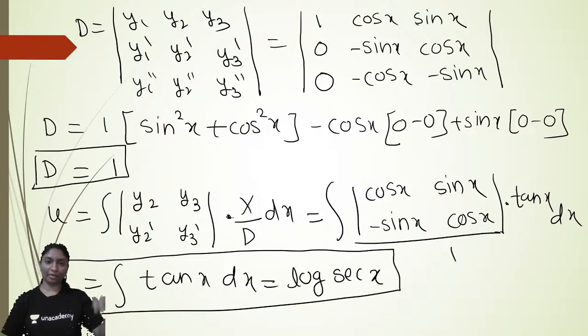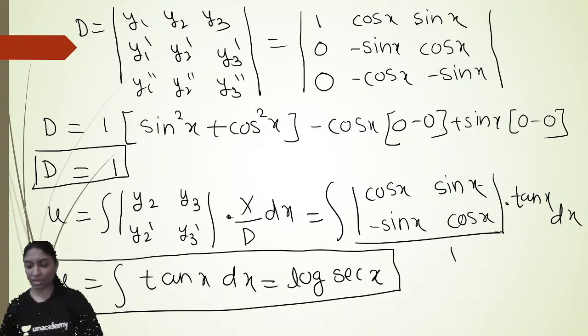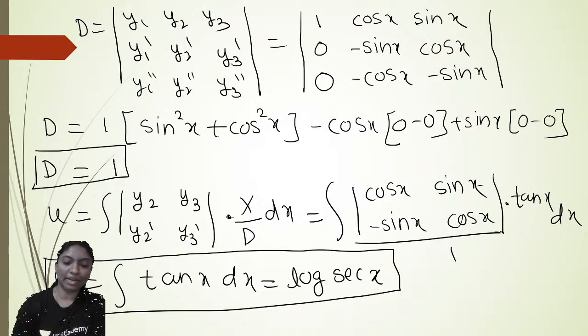Now see once again how we calculated it. U is equal to integral of determinant of y2, y3, y2 dash, y3 dash into x upon d into dx is equal to integral of determinant of cos x, sin x, because y2 is cos x, y3 is sin x, y2 dash is minus sin x and y3 dash is cos x. So into tan x dx. So u is equal to integral of, here determinant of this is equal to 1. So only tan x dx. So integration of tan x dx is log of sec x. Okay. So once we get this, we will calculate v.